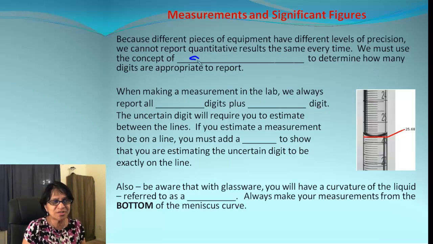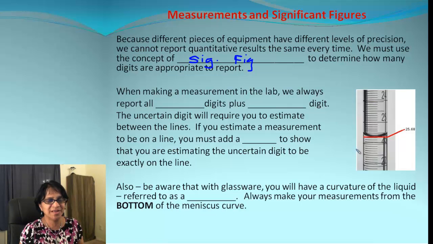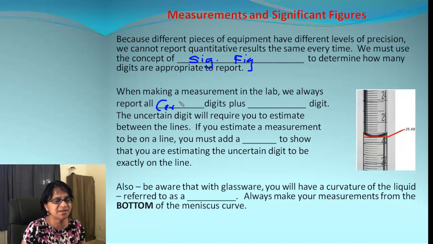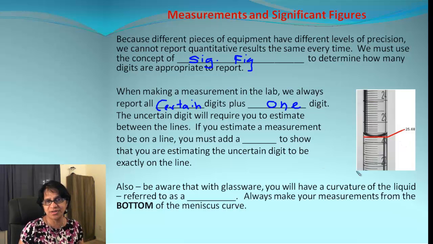So what is most important? Significant figure, or I'm just going to write down sig fig there as an abbreviation. When we take measurement, we always report the certain digits, whatever we are sure about, and then we add one extra digit. Now what happens when the reading is exactly coinciding with the marking? We add 0 to the reading which we get.